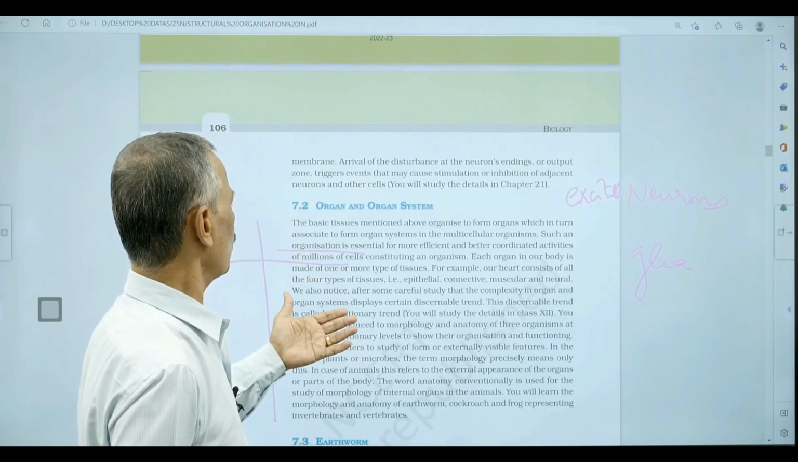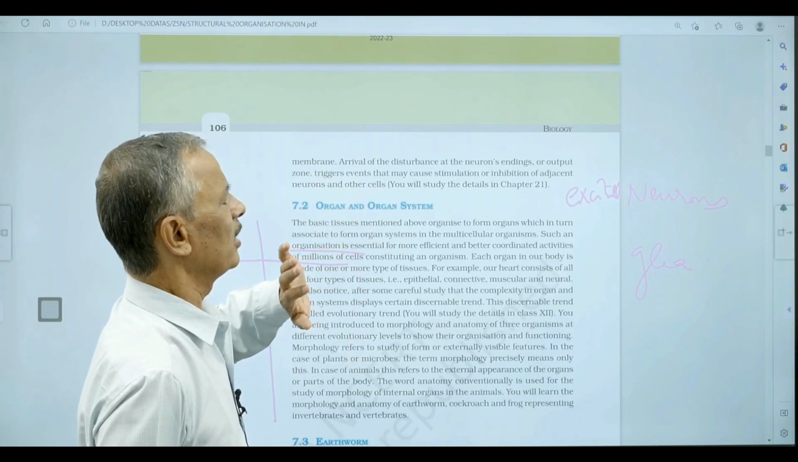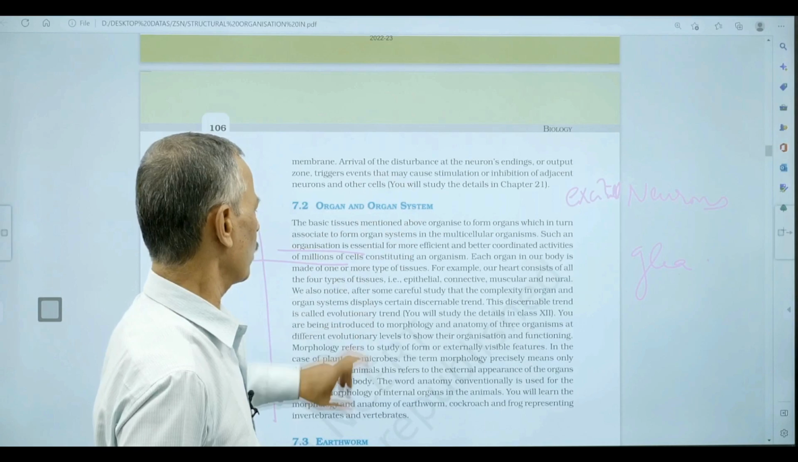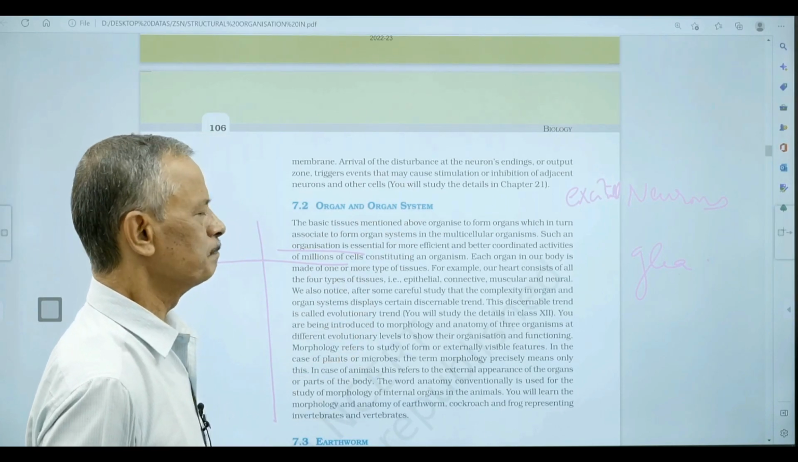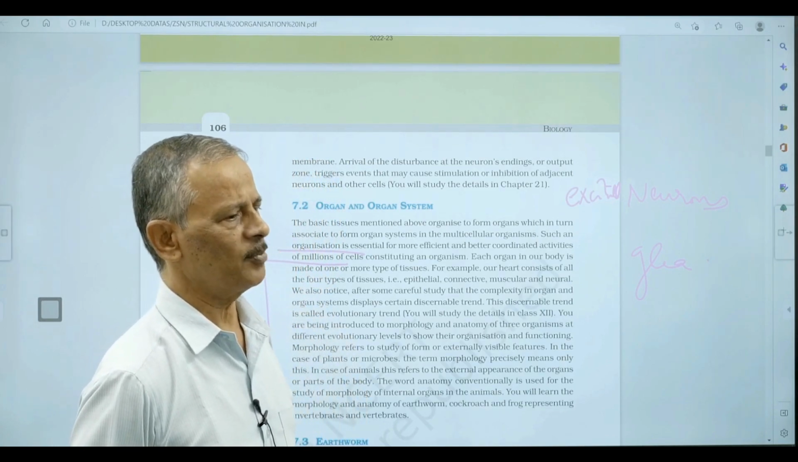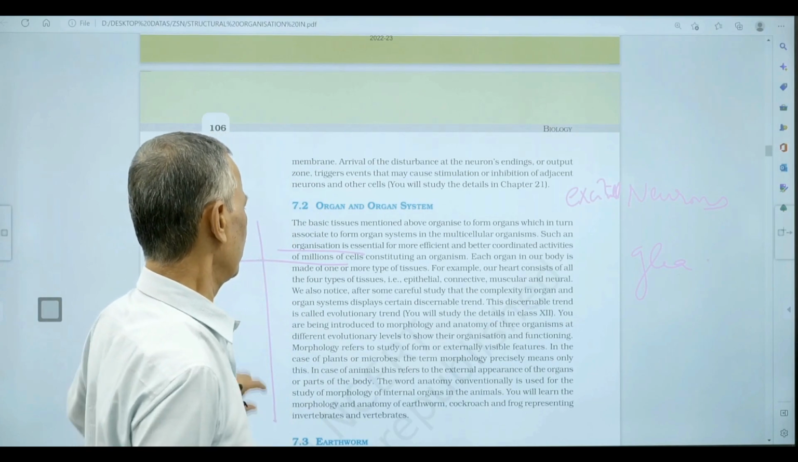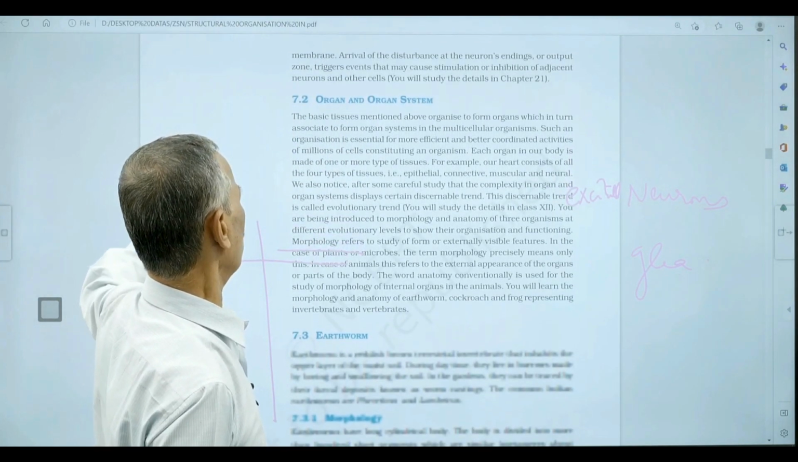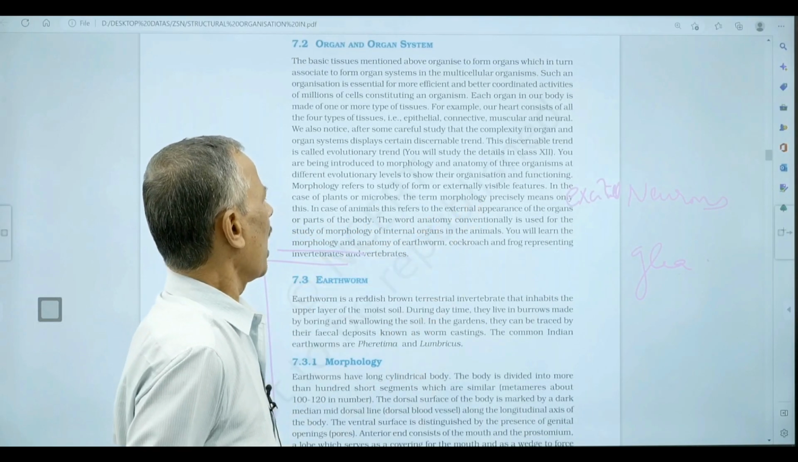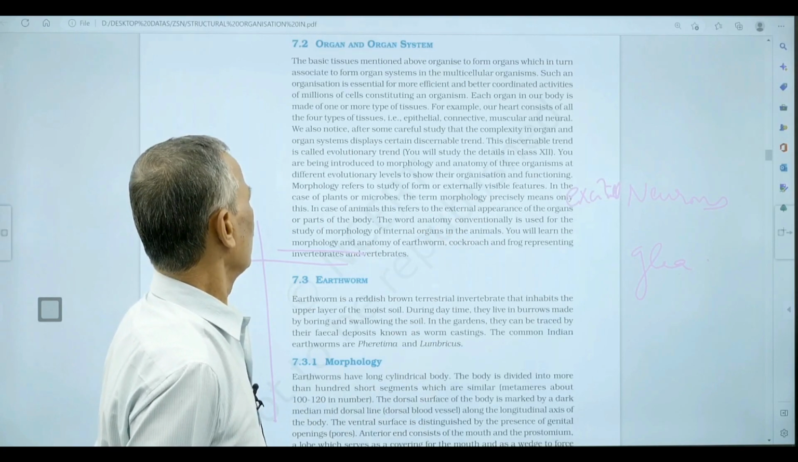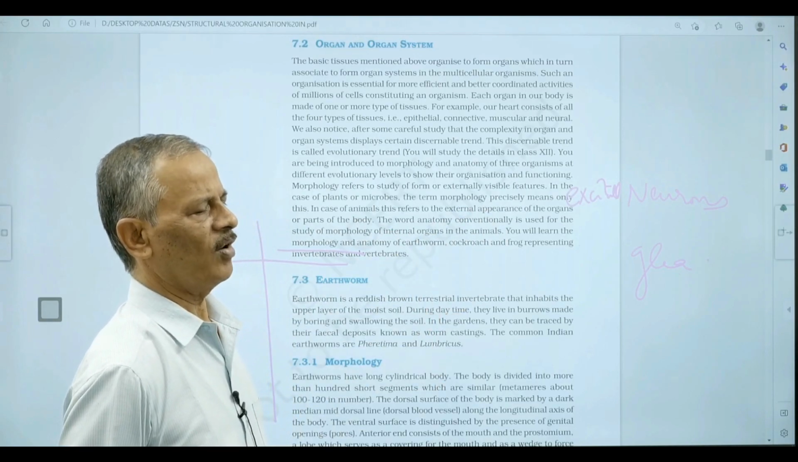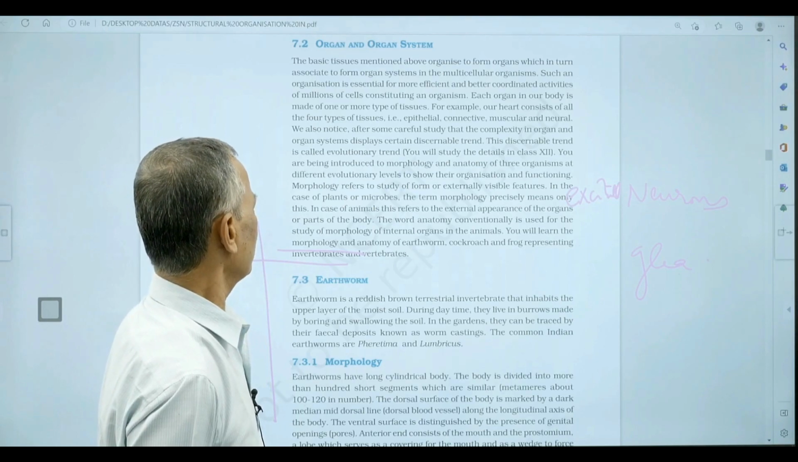Similarly, a number of organs will be organizing and will coordinate their functions to perform a special function called an organ system. That's why we are having different organ systems. There are 10 major organ systems in an advanced animal like a chordate. And the study of these organs and organ systems is called anatomy. Study of morphology of internal organs in animals. How these organs are made, what is their nature, etc. We are studying under anatomy.